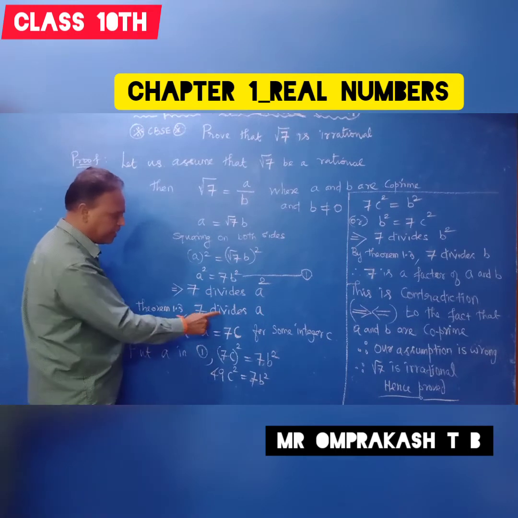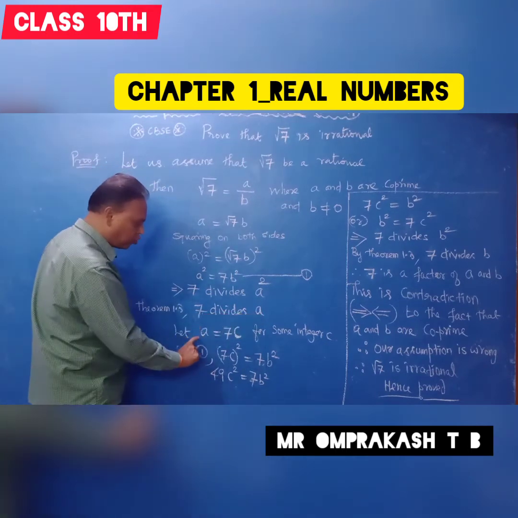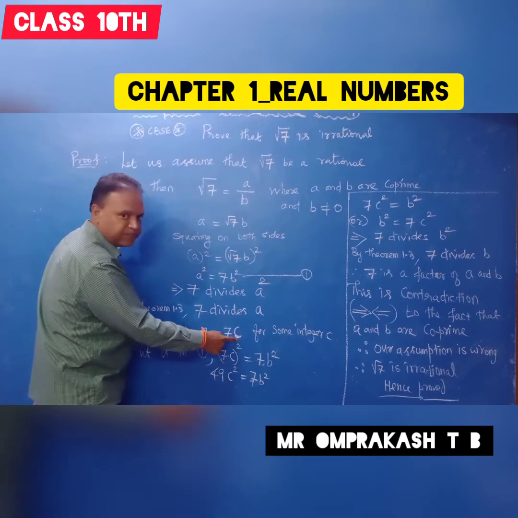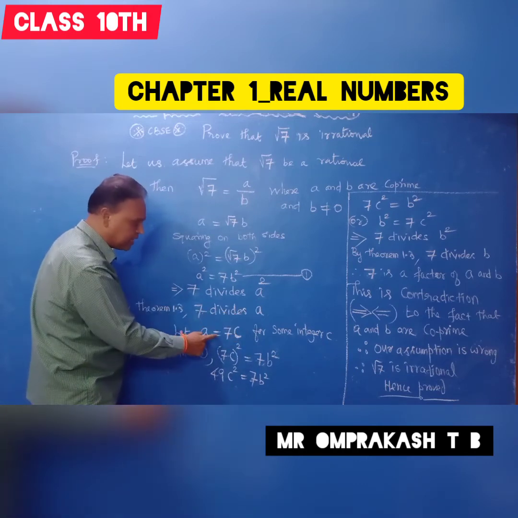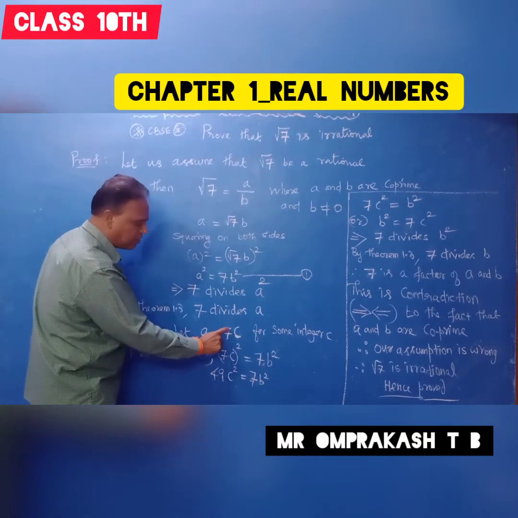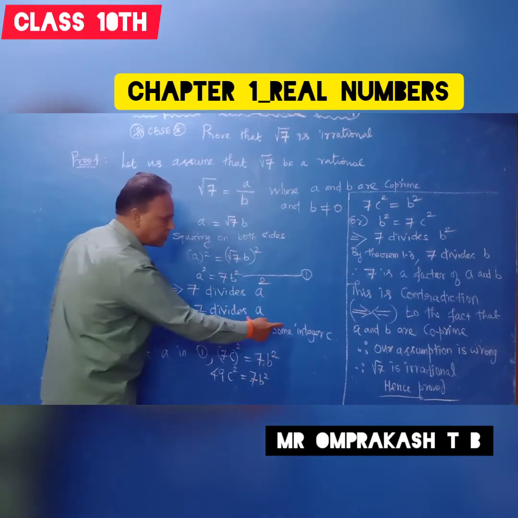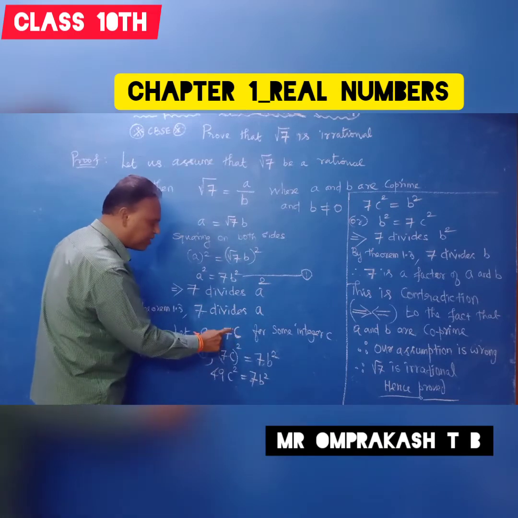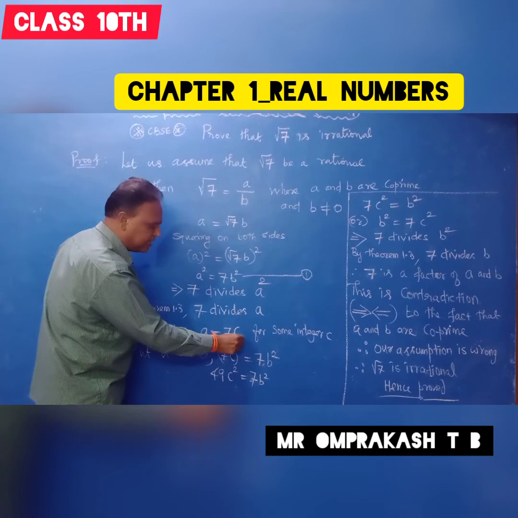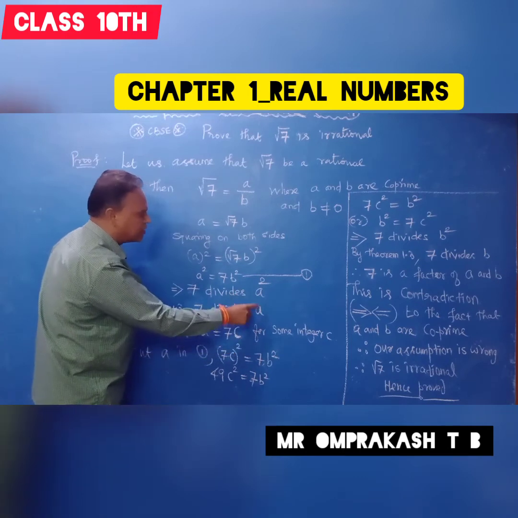Clear? 7 divides a means, you should know how to write this. You are introducing another factor c. So, a can be written as 7 into c. This step is very important. Clear? a equal to 7 into c, for some integer c. You can write anything, d also you can write anything. For our convenience we are writing c, because already we introduced a and b.